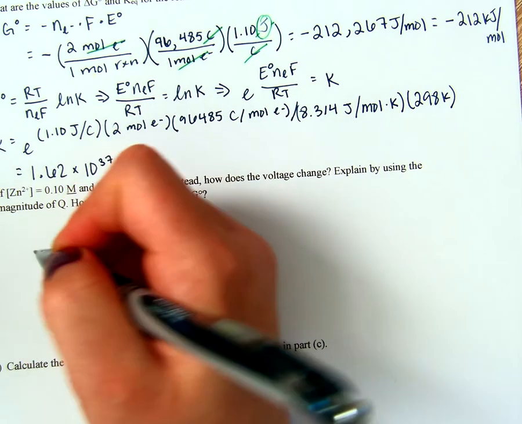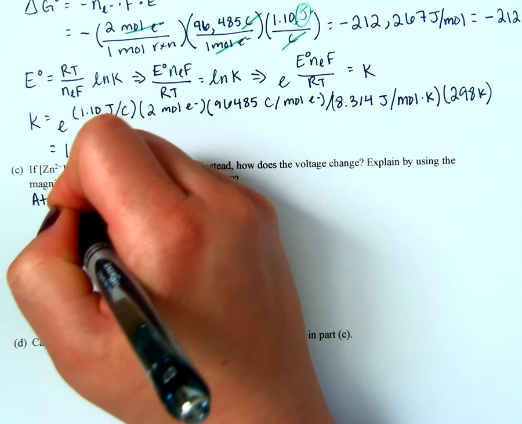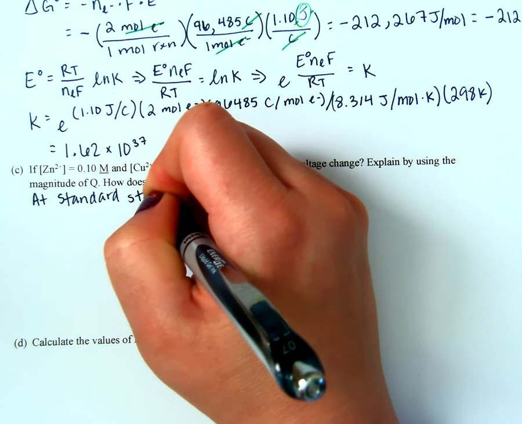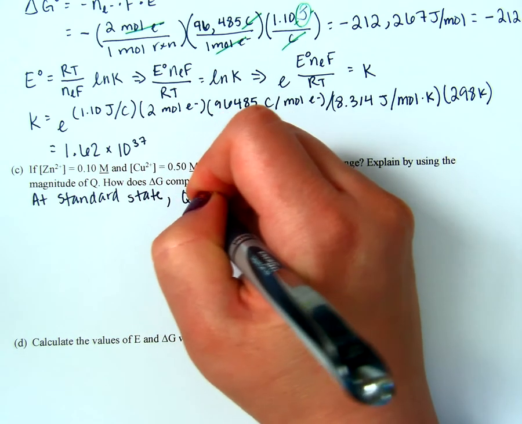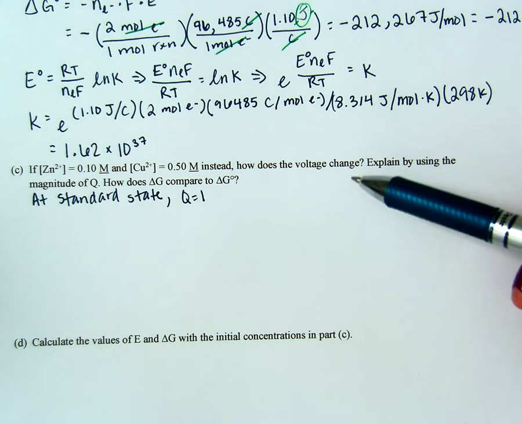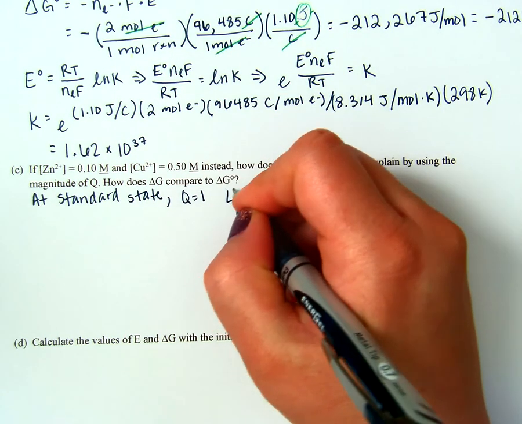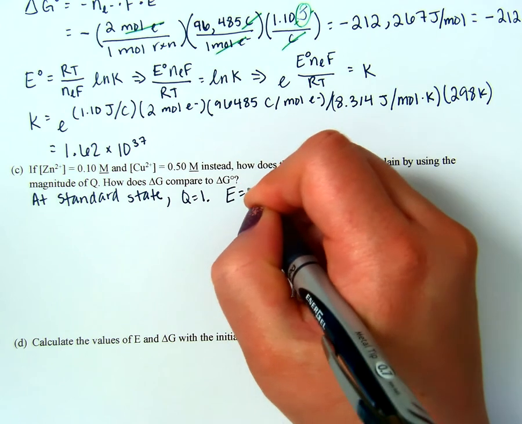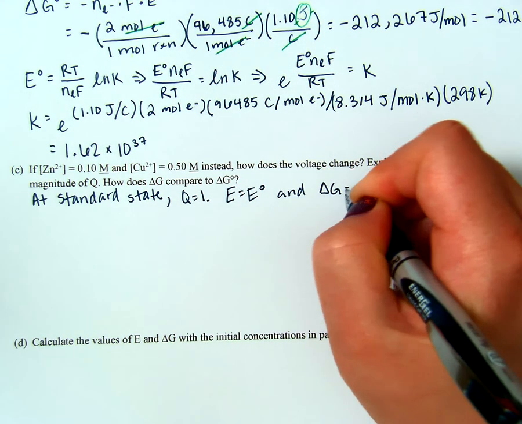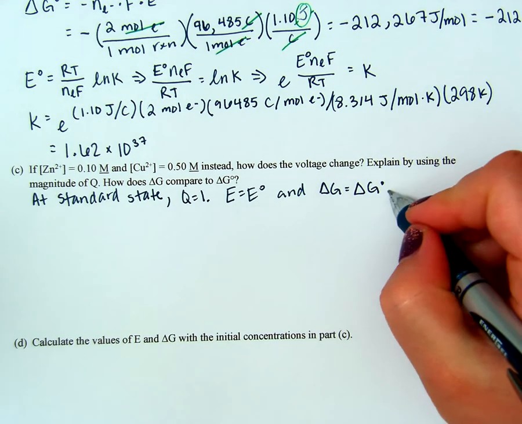Okay, so the first thing I want to remind you of is at standard state, Q is equal to 1. That means the ratio is going to be the same. So in our first example where we had 1-to-1 products over reactants, our Q is equal to 1 there. Of course, our E will be equal to E naught, and our delta G is equal to delta G naught, right? And that's just to tell us that we're at standard state.